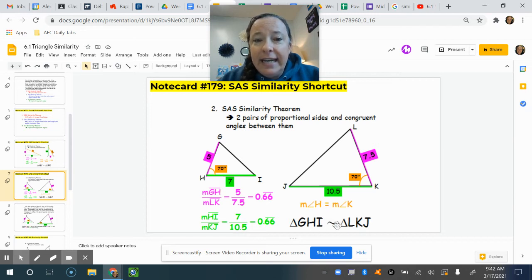And here is the similarity statement. Again, order matters. GHI, which is what they had first, I've got to go LKJ. I can't do a different order. Pause and finish up note card 179.